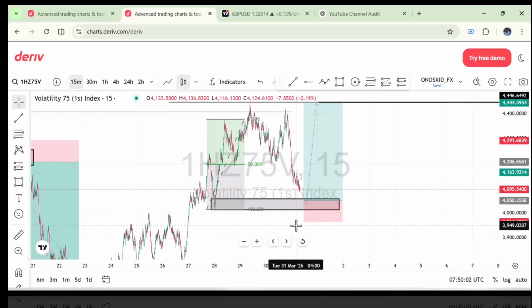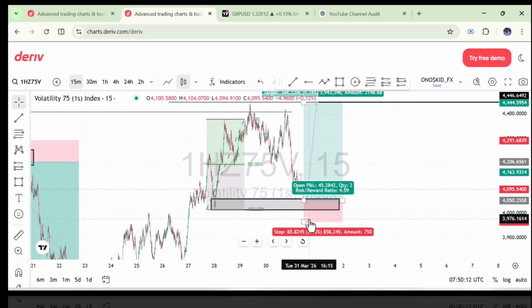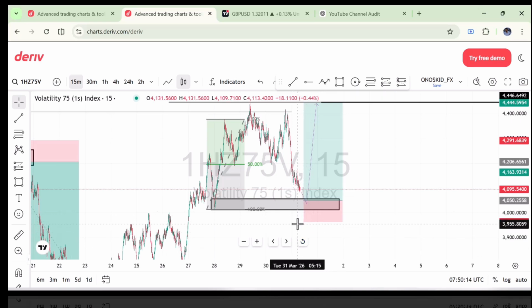Now, the MT5 platform has made it very easy for us to do that. So the first thing you need to do before placing a trade is to figure out what is the value or the size of your stop loss. You need to be very certain about that.